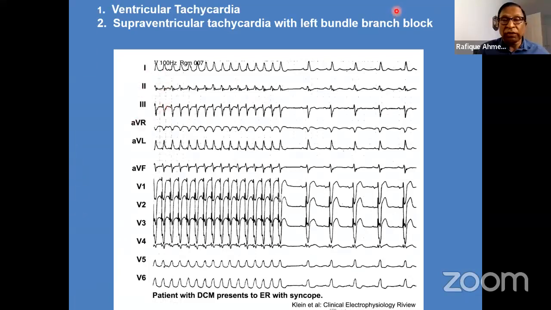And so we have only two choices. Is it ventricular tachycardia or is it supraventricular tachycardia with left bundle branch block? The beginning part before conversion.